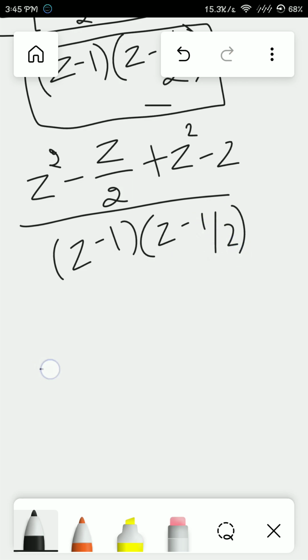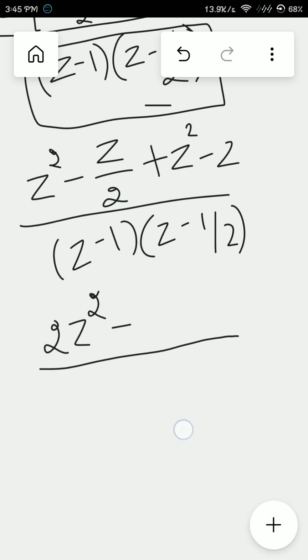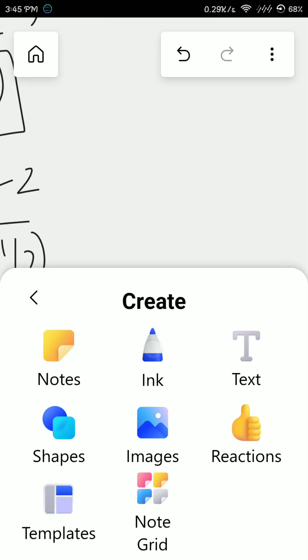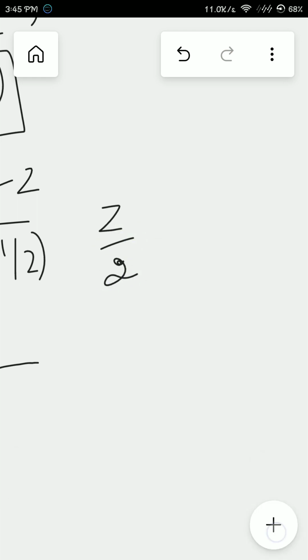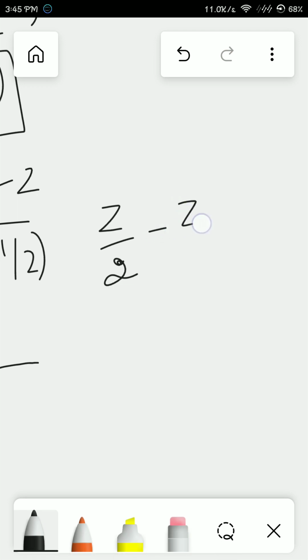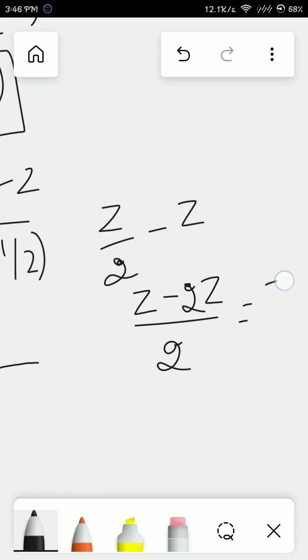Yes. So now coming on to my next step, I have to add z square plus z square, that is 2z square, right? So now if I do z minus 2 minus z, I'll just do a separate calculation over here. That is z minus 2z, which is equal to minus z by 2, right?